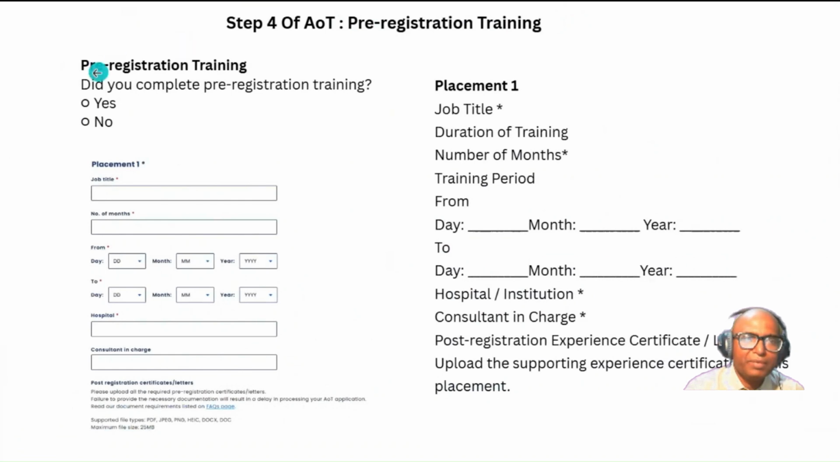Pre-registration training is your internship. So did you complete your pre-registration training? Most of us have completed our internship, which is 12 months. So you'll click yes, then they will ask you about the placement details of the internship, in which you have to write your job title and number of months. If you have completed it in one hospital, you'll write 12 months here. But if you have completed it in 2 hospitals, 6 months each, or 3 hospitals, 4 months each, then accordingly your duration in months will be different.